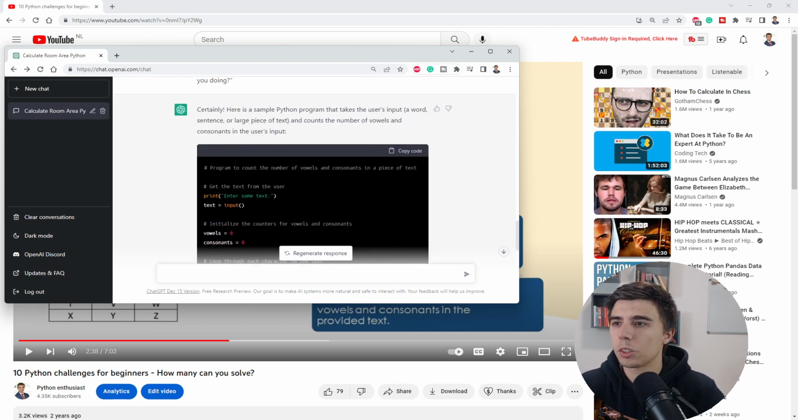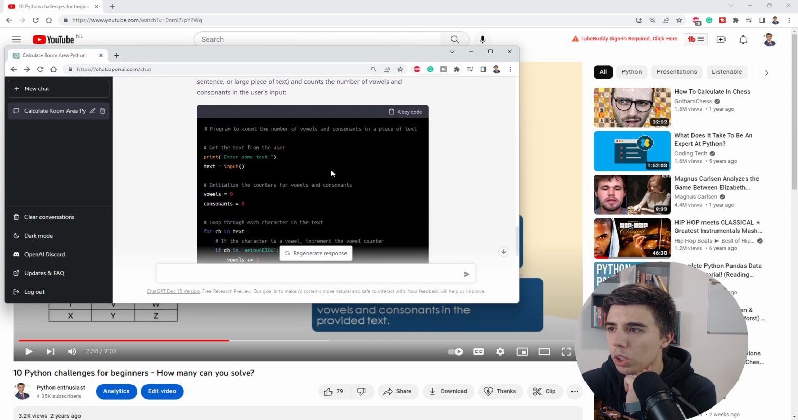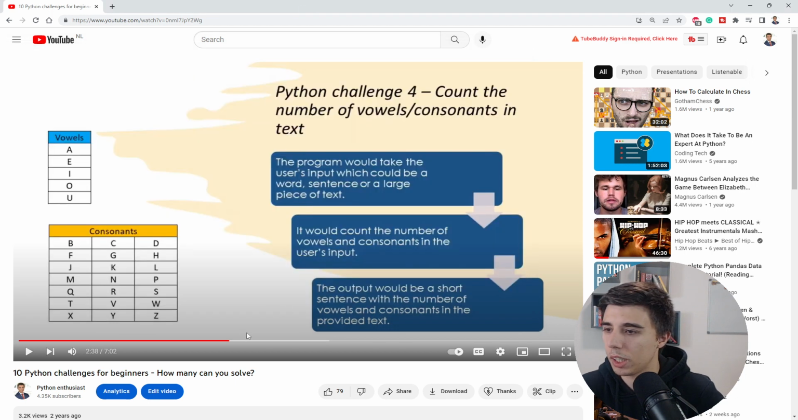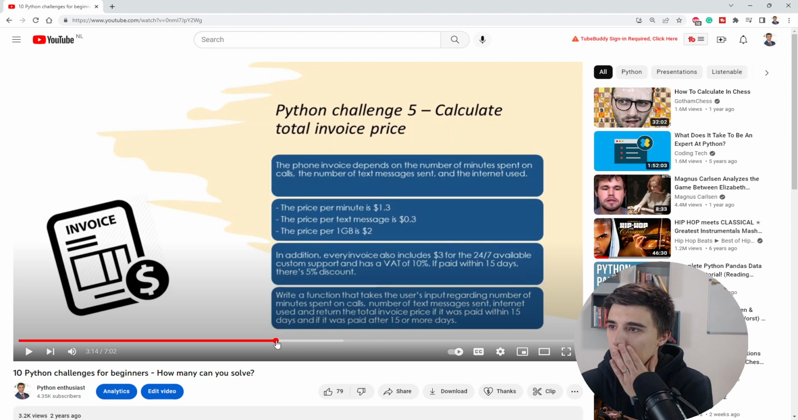Not a lot, because structure-wise, it does a really good job. I will probably use ChatGPT to generate some structure, but then I will definitely look into the code myself. Overall, I think it would pass a beginner's interview for sure. If you get someone to do something like this in such a short period of time. All right, let's take a look at the next one.